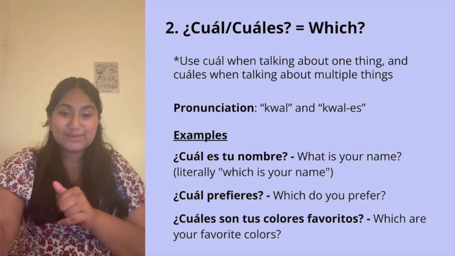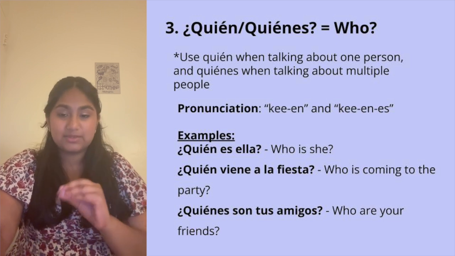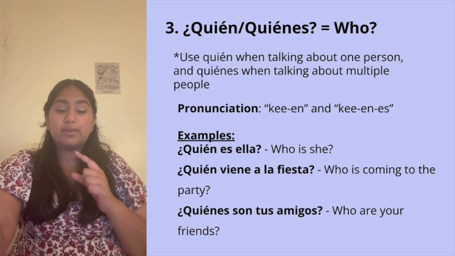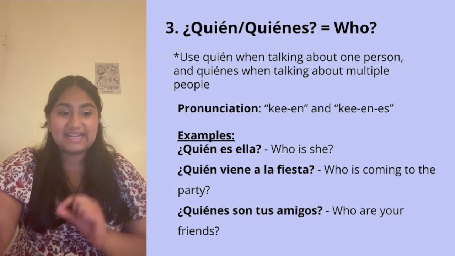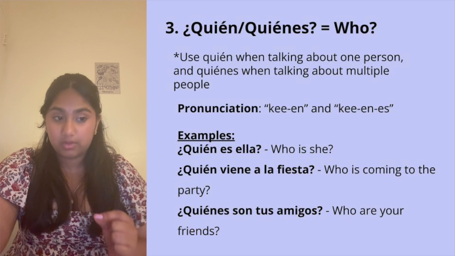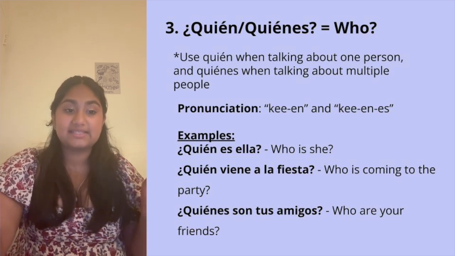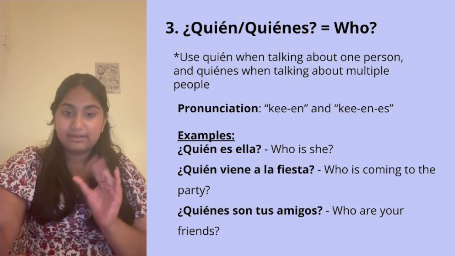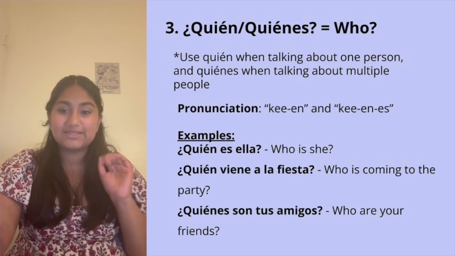So now let's move on to the next question word. We're going to use quién and quiénes, which mean who. For people, we're going to use quién for one person and quiénes for multiple people. That es ending, similar to cuáles, means plural. So pronunciation, quién, quiénes. Let's try it. Repeat after me. Quién, quiénes. Perfect.